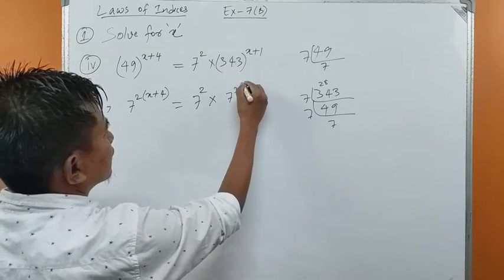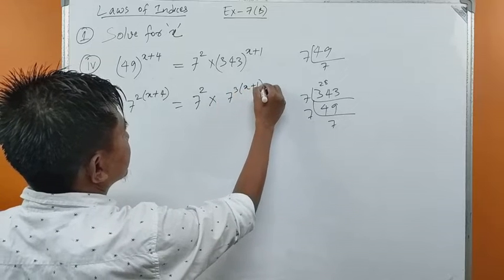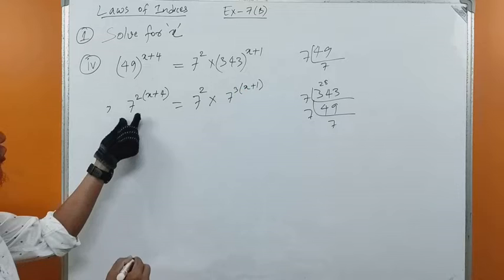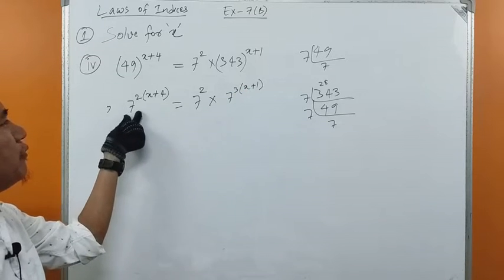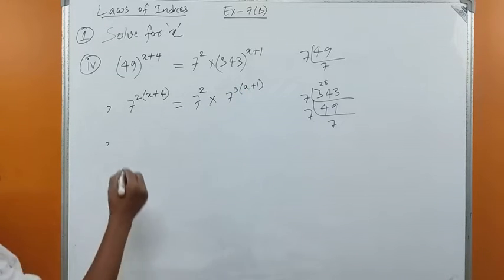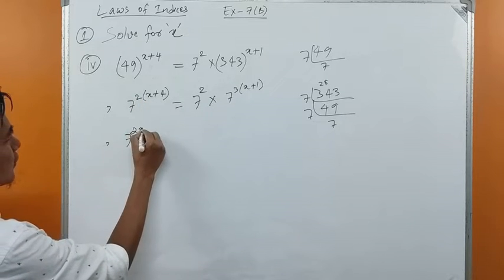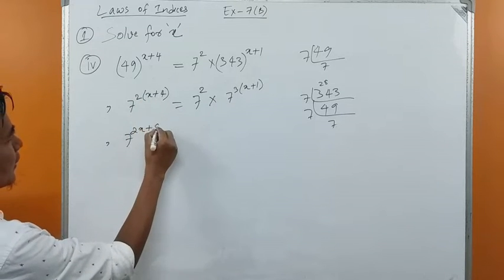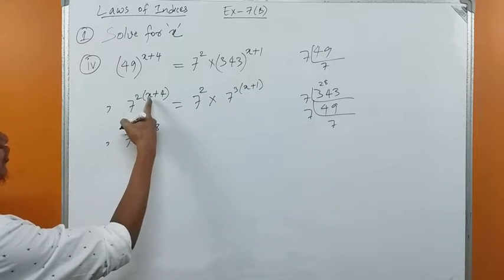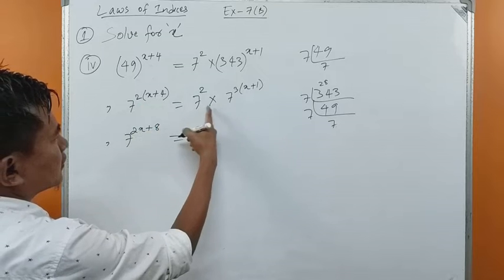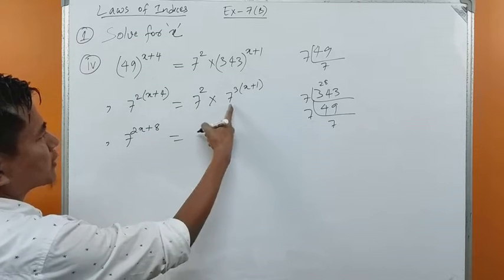So the power is already x plus 1 here, so we write this x plus 1 as it is. Now we have all the numbers in the form of base 7, isn't it? So 7, 2 into x, 2x plus 2 4s are 8, okay. I am multiplying this 2 with this x plus 4. Now here we have the same base, isn't it? And these two numbers are being multiplied.